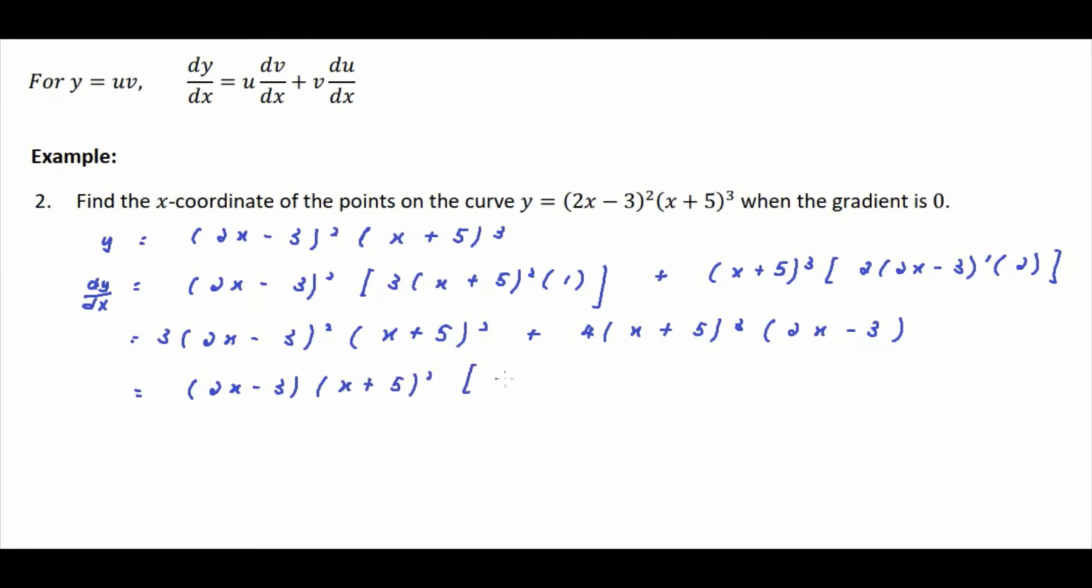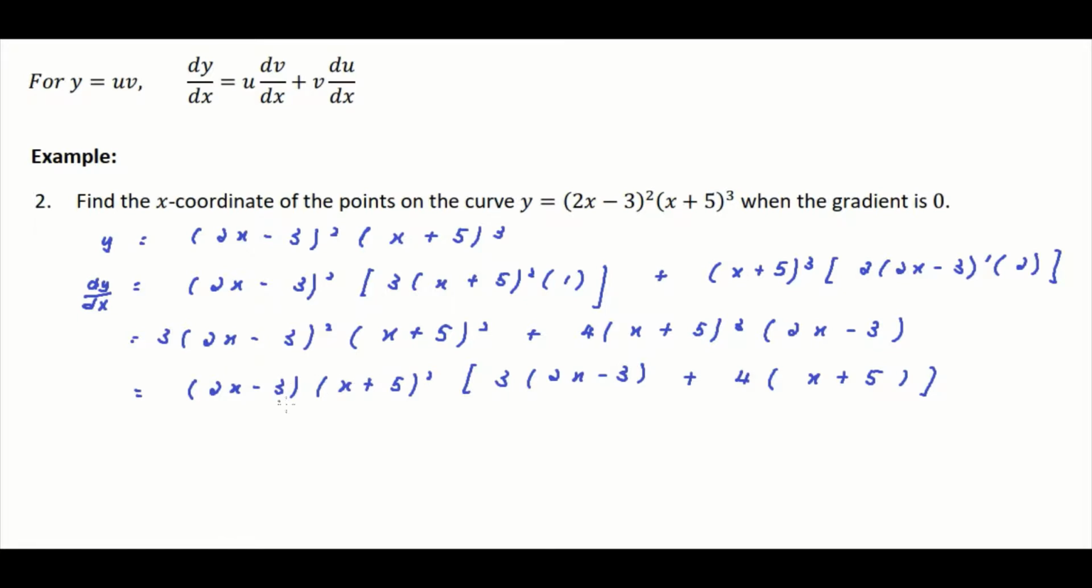So what you leave inside the bracket will be 3 times 2x minus 3, then plus 4 times x plus 5. I hope you can see what I am trying to do. The common factor here is x plus 5 squared, and also 2x minus 3, because this is power 2 and this is power 1. That's why there is only one common factor here, which is 2x minus 3.